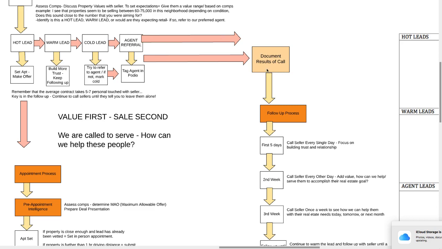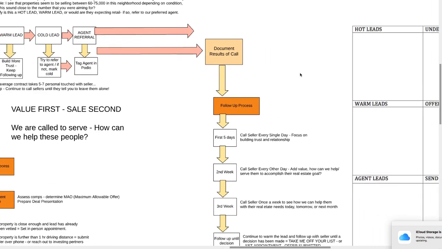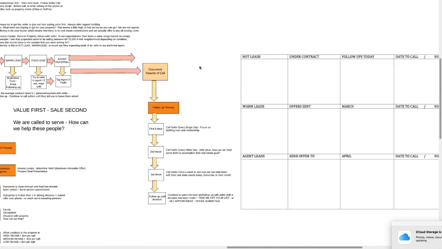Now, after the call, you want to document everything. So what we've done here, and we'll zoom out a little bit, is we've created a little process as well, right? So document every call that you make. Every single day, if you're assigned to the acquisitions role, you should be documenting everything. So if you talk with somebody and it's a hot lead, let's go ahead and mark that in the hot lead section, right? If it's warm, let's go ahead and mark it warm. Agent leads, boom. And from there, standard operating procedure will have someone tackle those leads and maximize efficiency, right?